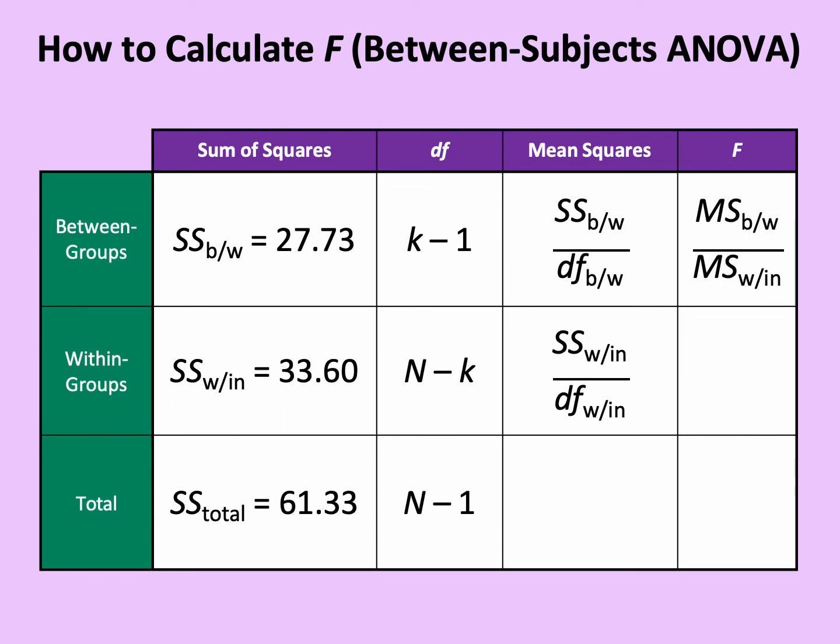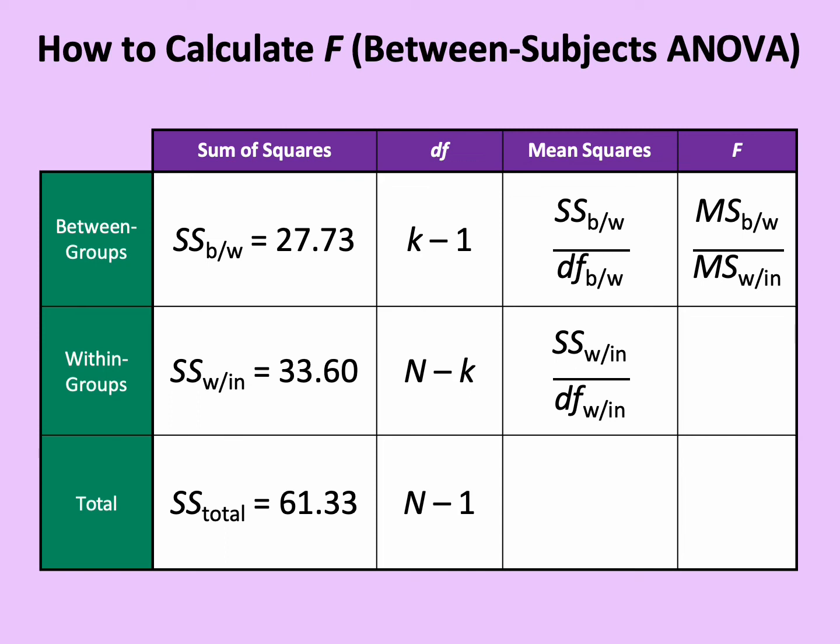What's nice about this is we actually have an opportunity to check our math. Our total is 61.33, so that means that 33.60 and 27.73 would have to add up to 61.33, and they do. If you ever have a situation where your sum of squares within plus your sum of squares between doesn't add up to your total value, then you know you should probably check your math.